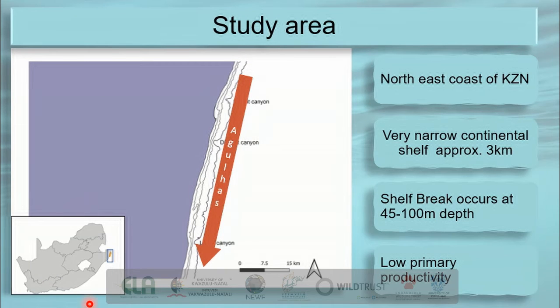The study area is in the northern KZN. It is characterized by a very narrow continental shelf, and the canyons are washed by the warm Agulhas current that flows across them.